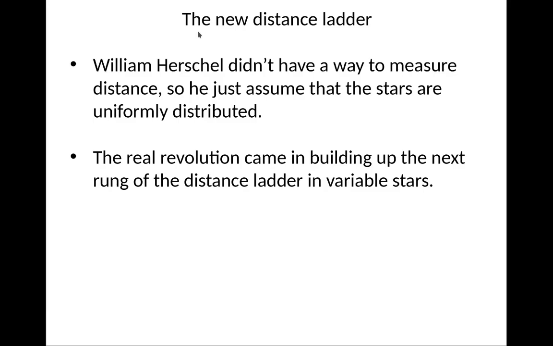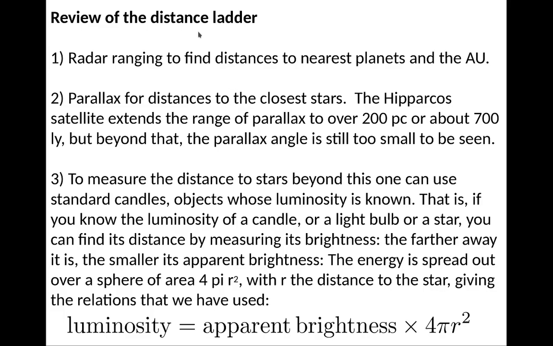So the real revolution came when the next rung of the distance ladder was discovered in variable stars. Okay, so let's review the distance ladder again. The way the distance ladder works is that we use measurements of nearby things to find estimates to further things, and use those estimates to find estimates to yet further things. So we bootstrap our way up.